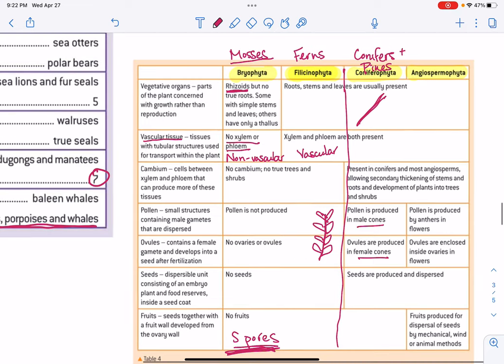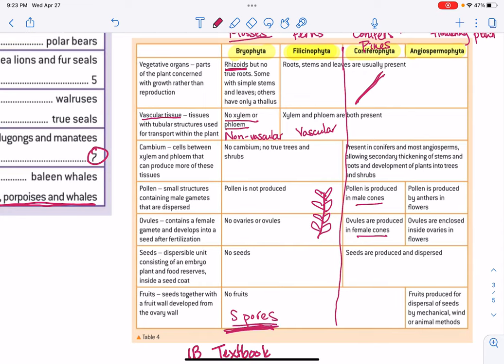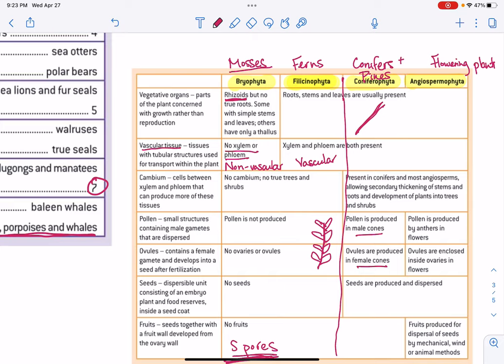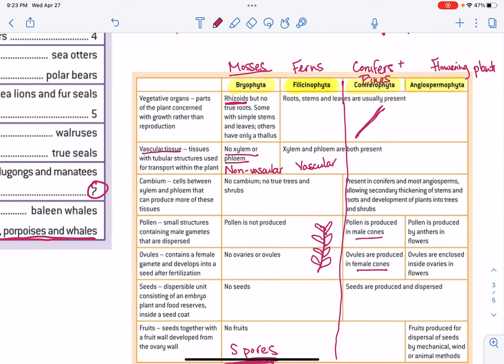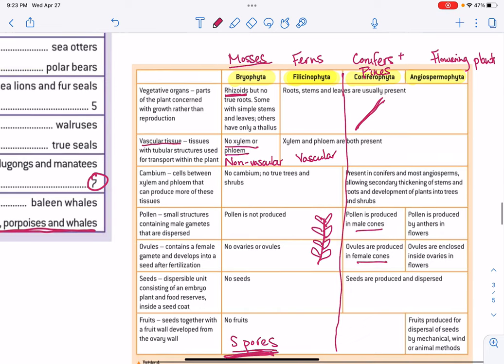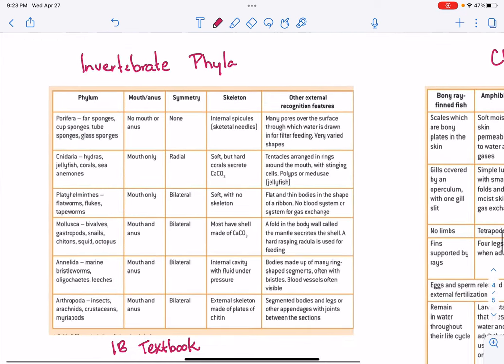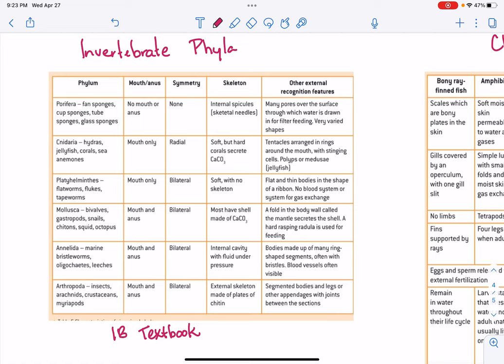And then we have angiosperms, which are a fancy word for flowering plants. They're the plants that flower. They're vascular. They have flowers. They produce fruits. And that's what they are. Honestly, if you just sit and think about it for a little while and you can remember these 4, it's really not too difficult. But yeah, it's a lot. I know it's a lot.